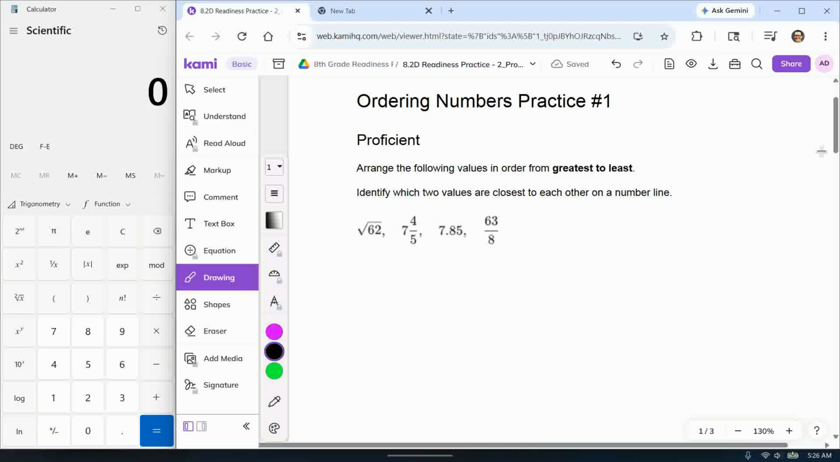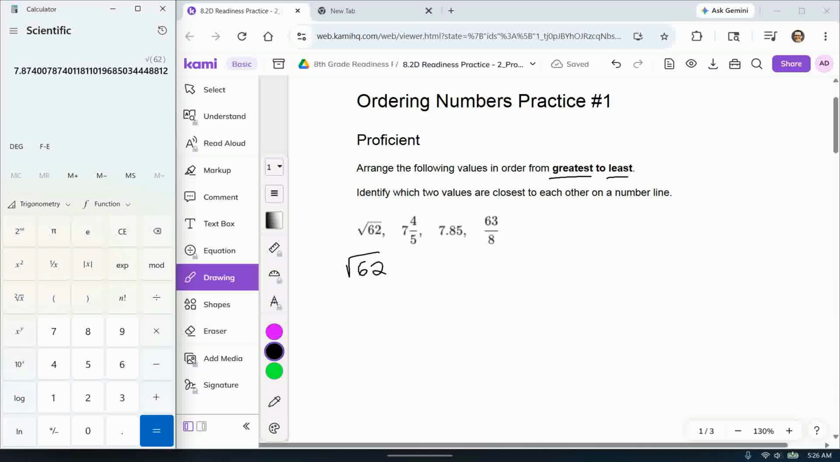So we've got four different values here. We need to range them from greatest to least, and then we also need to identify which two values are closest to each other on a number line. So we'll be using our calculator quite a bit. Let's go ahead and get some values for each of these, and I'm going to take them to the thousandths place.